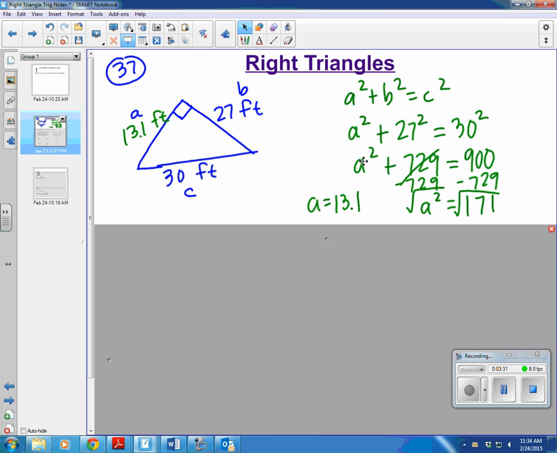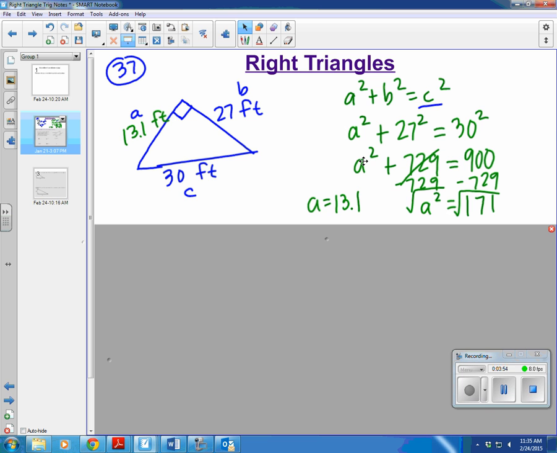Just make sure when you plug it in that C is the hypotenuse and C is always the longest side. Okay, so if you solve a problem where the hypotenuse is shorter than one of the legs, then you know you did something wrong. Okay? All right, so that's a review.